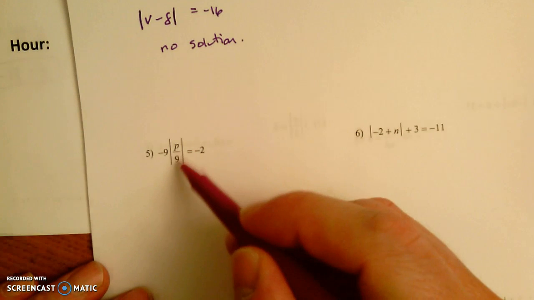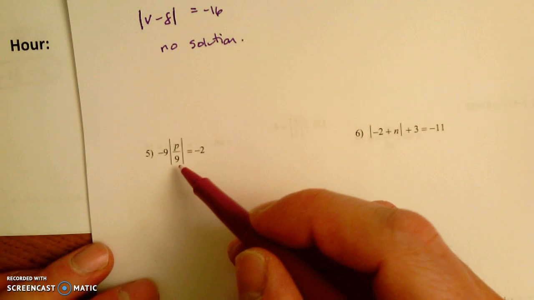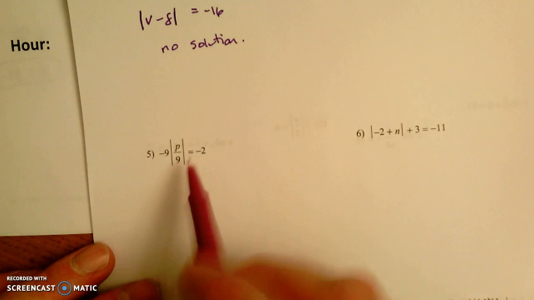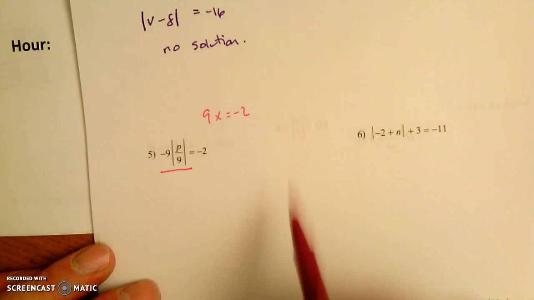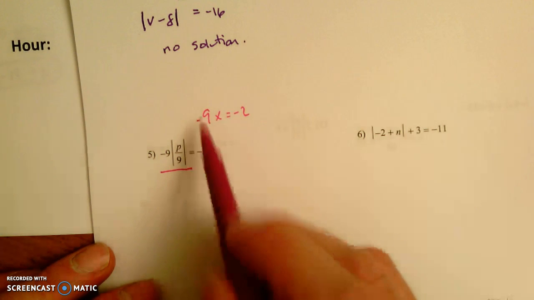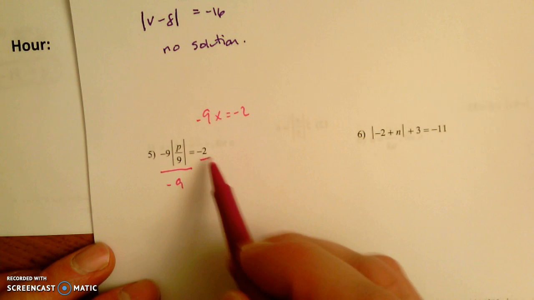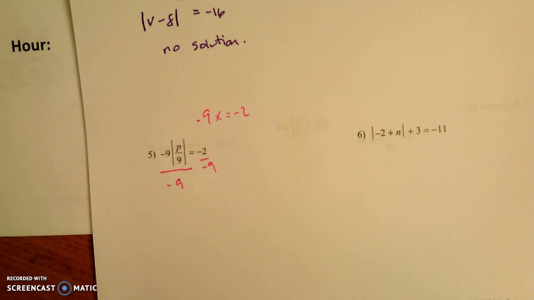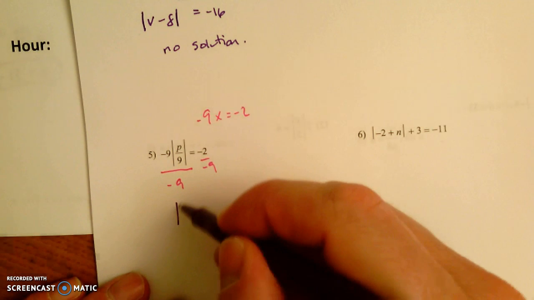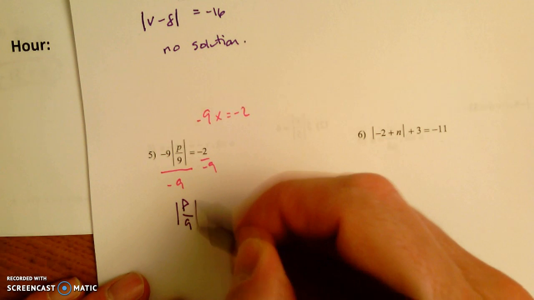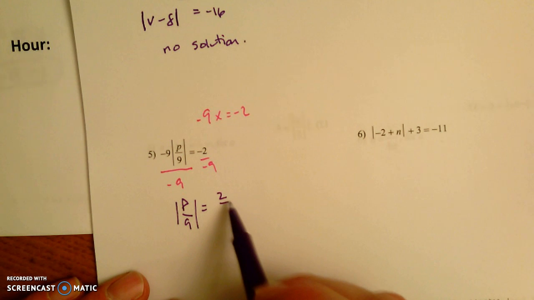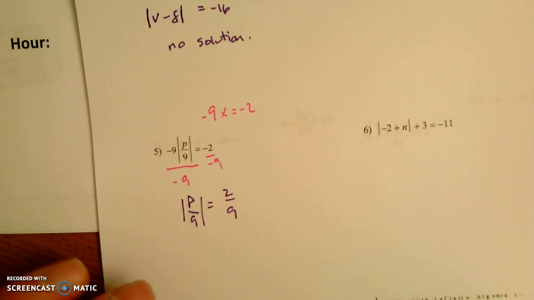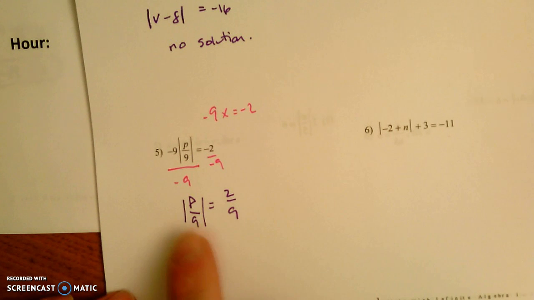Alright, if we want to isolate the stuff inside the absolute value bars, we need to get rid of this negative 9, and if this were 9x equals negative 2, we would divide by 9. Here, we divide by negative 9. We're going to do the same thing here. Divide by negative 9 on both sides. And that gives us that the absolute value of p over 9 equals, and the two negatives cancel each other out, we're going to leave this as a fraction, 2/9.